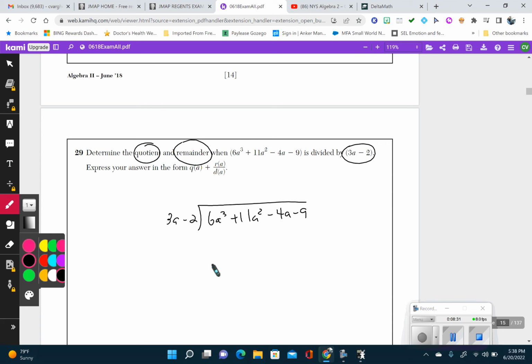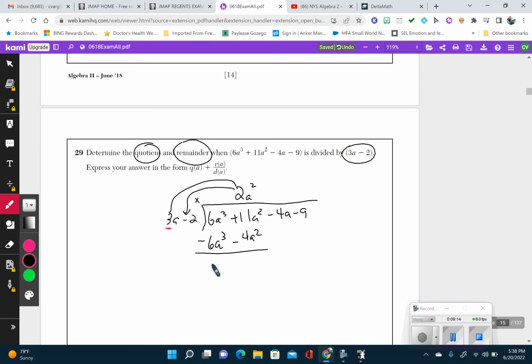And to refresh how you divide, you look at the first number and see how many times it goes into that first number. So 3 goes into 6 2 times. So that's going to be 2a squared, because a times a squared gives us a to the third. And then you multiply. So 3a times 2a squared is going to give you 6a to the third. And then you switch the sign. The opposite of positive 6a cubed is negative 6a cubed. And then once you multiply this, you have to multiply this as well. 2 times negative 2 is going to be negative 4.